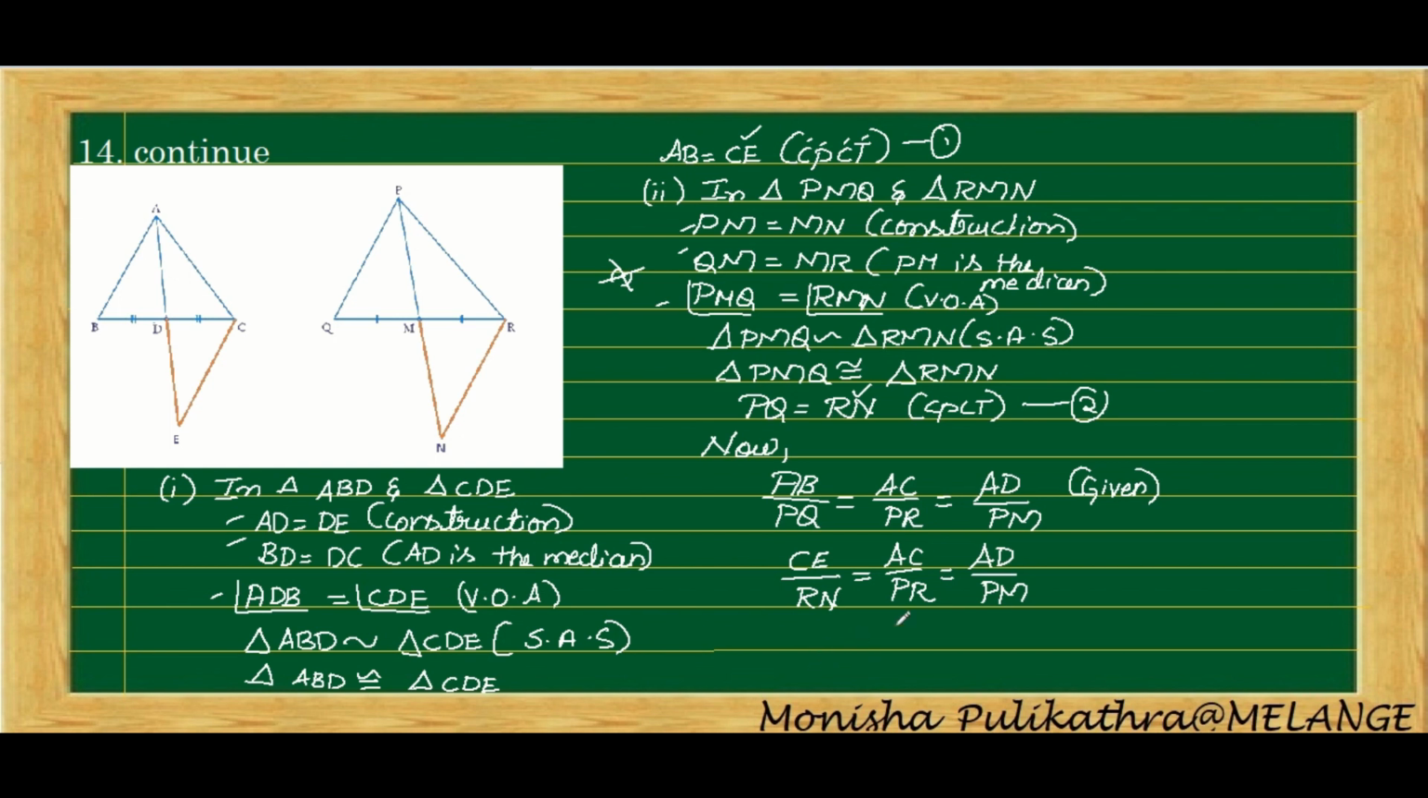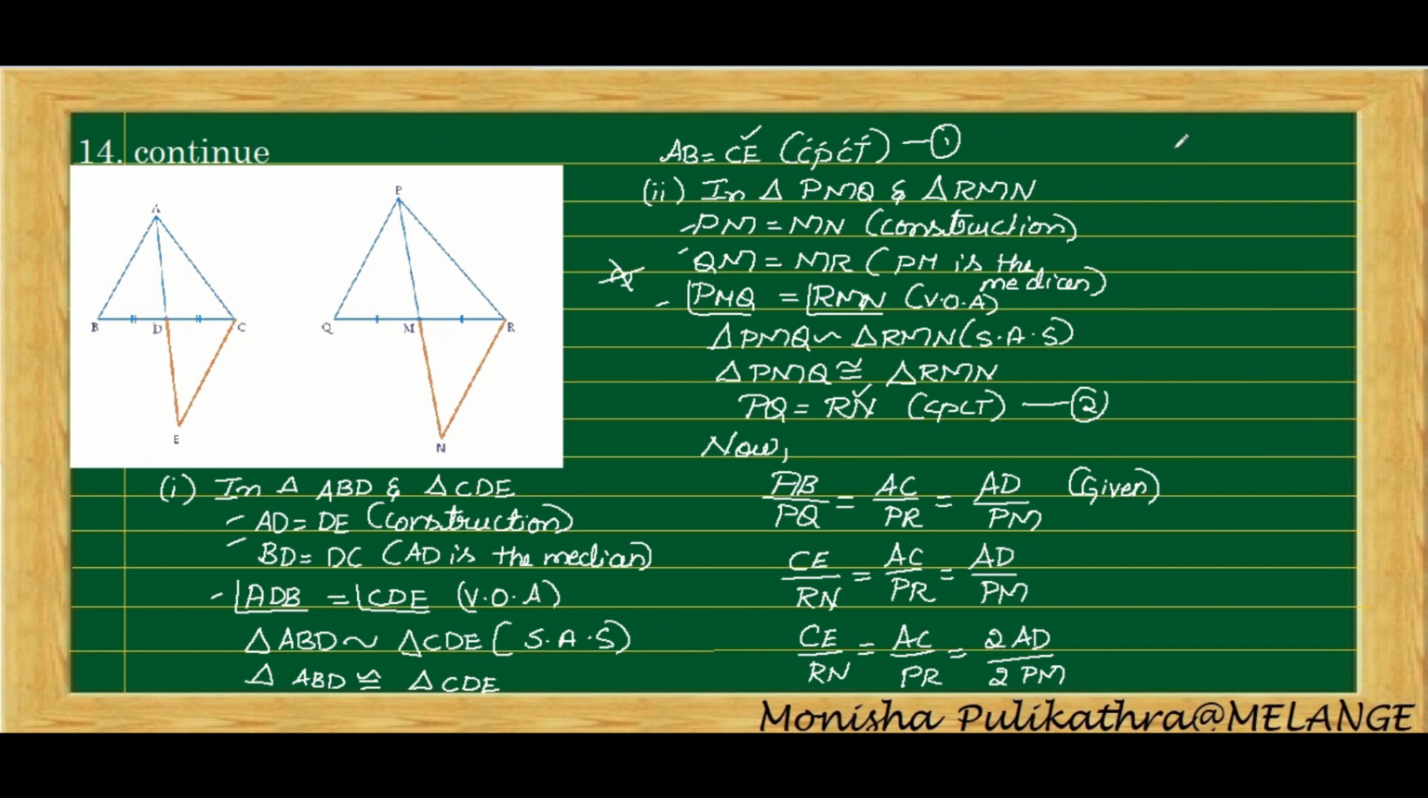Next, I will make a small change here in order to prove these two half triangles are similar. We need to prove that triangle ACE and triangle PRN are proportional, similar to each other. So I will make some more changes. That is AC by PR, all these things as it is. I am multiplying and dividing by 2 on both sides, so if I cancel these two, it remains as it is. So I am taking 2 AD by 2 PM.